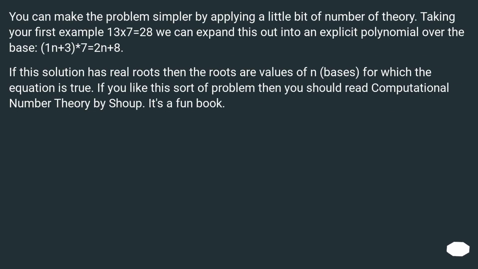You can make the problem simpler by applying a little bit of number theory. Taking your first example, 13 by 7 equals 28, we can expand this out into an explicit polynomial over the base: (1n plus 3) times 7 equals 2n plus 8. If this polynomial has real roots, then the roots are values of n, bases, for which the equation is true.